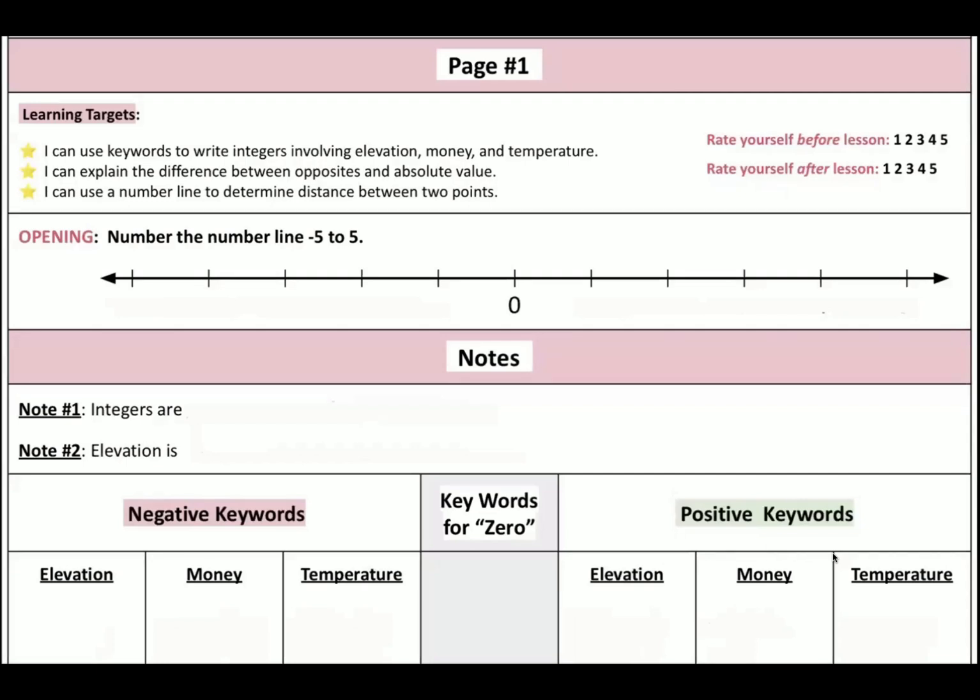Our opening says number the number line -5 to 5. So you can see in the middle of our number line, we have 0. To the right of 0 are our positive numbers. So to the right of 0, we're just going to write 1, 2, 3, 4, 5. Make sure you're writing this down. And to the left of 0 are our negative numbers. So the first.